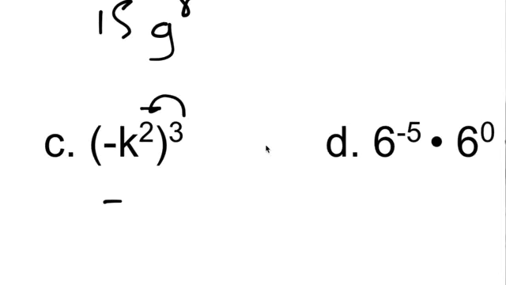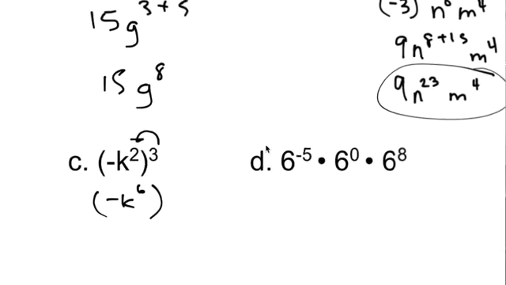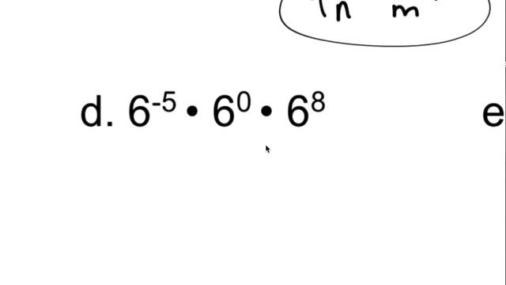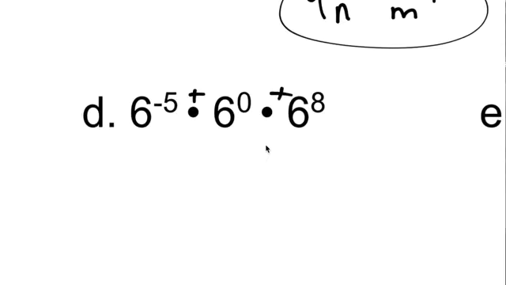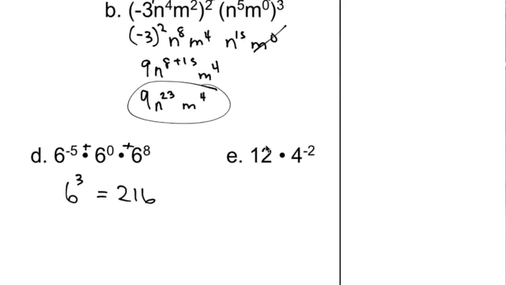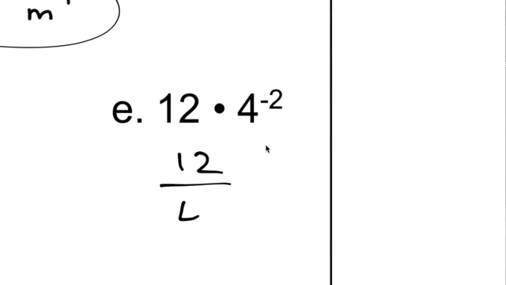Distribute, you get negative k to the 6th power. Okay, and that's your answer. Add the exponents. You get 6 to the 3rd power, which is 6 times 6 times 6, 36 times 6, 216. This is 12 over 4 squared, 12 over 16, or 3 over 4.